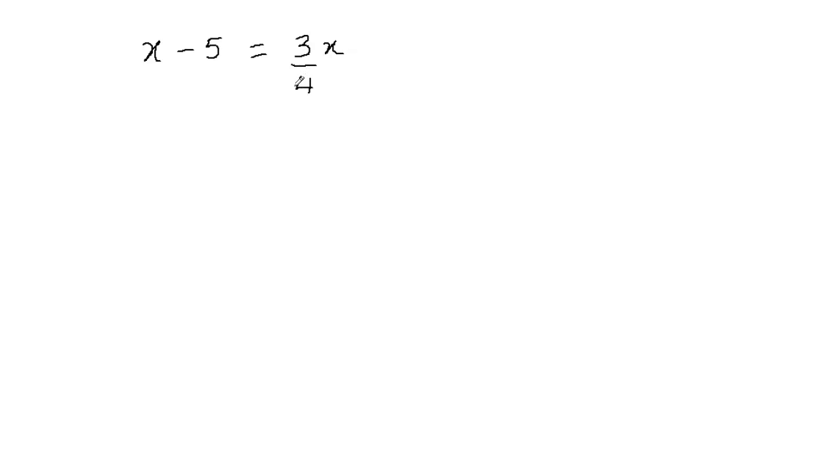And we use the inverse operation to solve equations. So what is the inverse operation of division? Well, the inverse operation of division is multiplication. That means if I multiply this equation by 4, I can get rid of this 4 from the denominator. So I'm going to multiply both sides of my equation by 4.